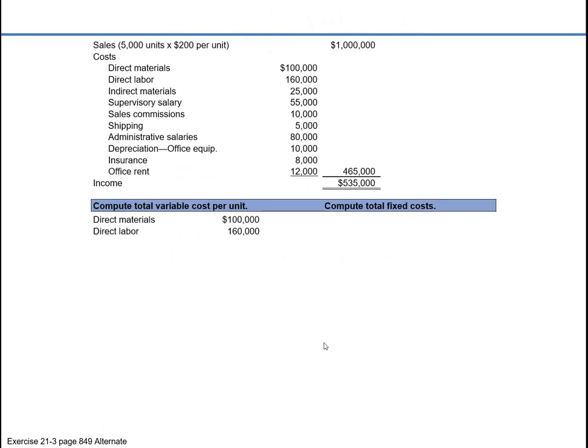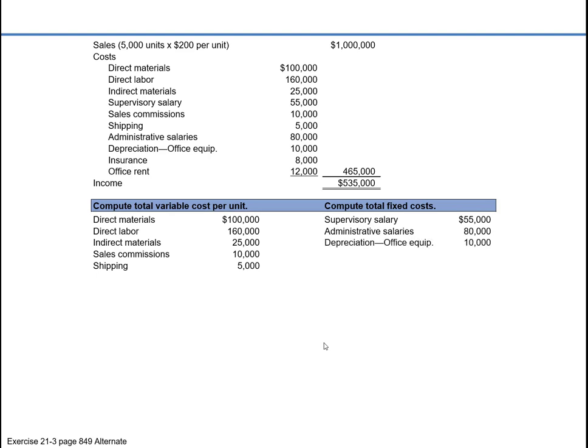Direct materials, as you know, and direct labor are variable cost along with indirect materials. The supervisor's salary is a fixed cost. Sales commission and shipping are variable cost. The administrative salaries are fixed. Depreciation on the office equipment is also fixed. Then we have insurance fixed and the rent also.